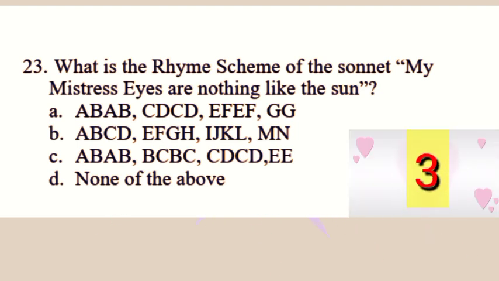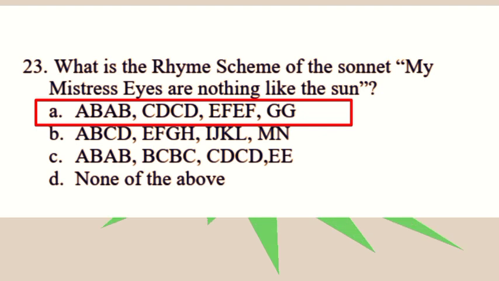The right answer is option A, A B A B, C D C D, E F E F, and G G. The rhyme scheme of the sonnet, My Mistress's Eyes Are Nothing Like the Sun, is A B A B, C D C D, E F E F, and G G. This is the common rhyme in all of Shakespeare's sonnets that one has to remember.